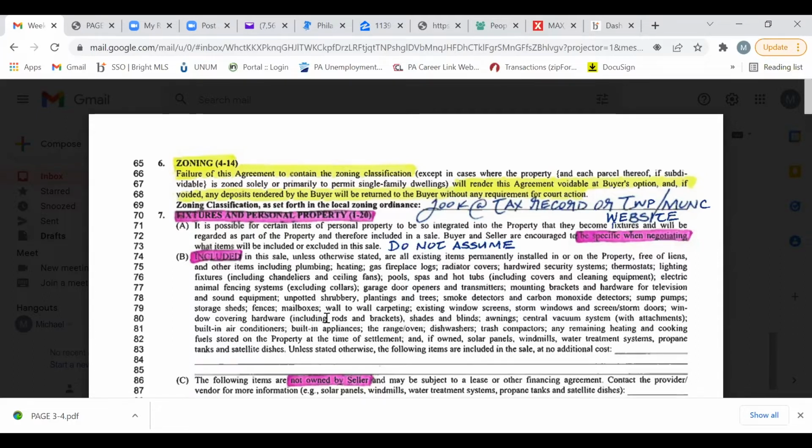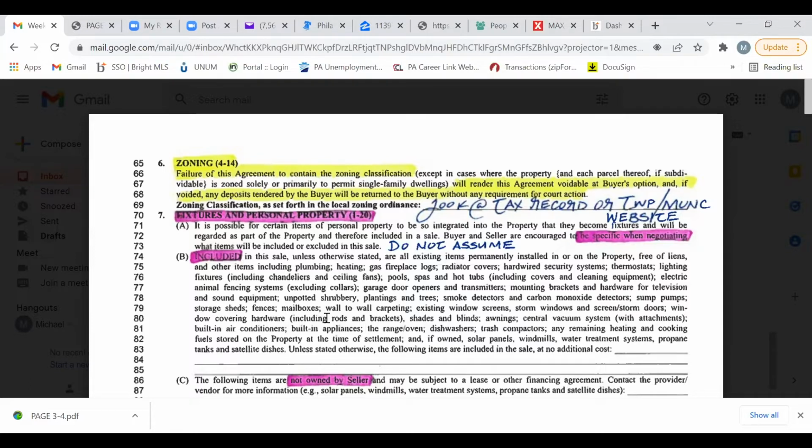Don't just assume, especially if it's not in a neighborhood. If it's on a main road, you may want to look it up on the ordinance map, the zoning map, and make sure that you have the designation in there, because again, it could be a way for a very savvy buyer to get out of the contract. I wrote in there, just look at the tax record or township municipal website. Any questions on that section? It's pretty self-explanatory, but I see that blank so many times, and it should not be blank.